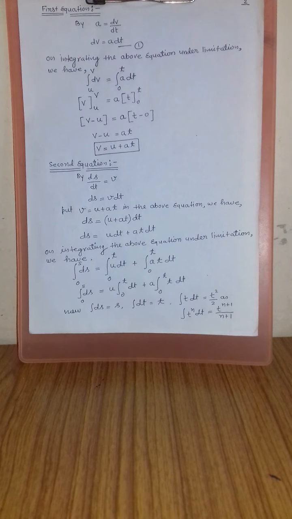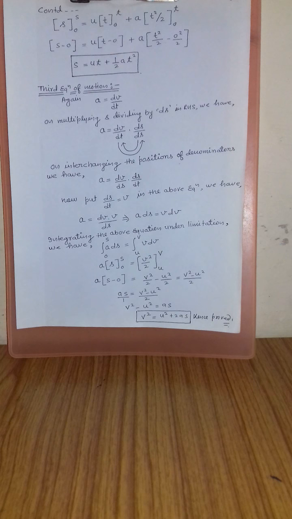Okay, now integration from 0 to s of ds is equal to u, and a would be taken out from the integral. So the expression becomes u integration 0 to t dt plus a integration 0 to t t dt. Here integration of ds gives you s, integration of dt gives you t, and integration of t dt gives you t square upon 2, as integration of t to the power n dt is equal to t to the power n plus 1 upon n plus 1.